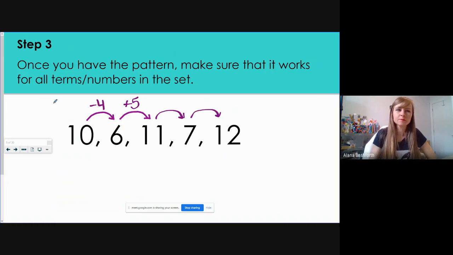For step 3, once you have the pattern, make sure that it works for all terms or numbers in the set. So continue on. Don't just assume that this is going to be the pattern. It could change depending on what you've got. So go from 11 to 7. We're decreasing now, and that is probably a pretty good indication that this is going to be plus 5. But let's just see. 7 to 12 is adding, and 7 plus 5 is 12. So we know that it goes minus 4, then plus 5, then minus 4, then plus 5.